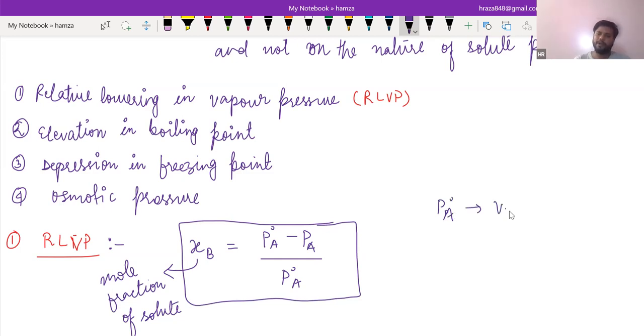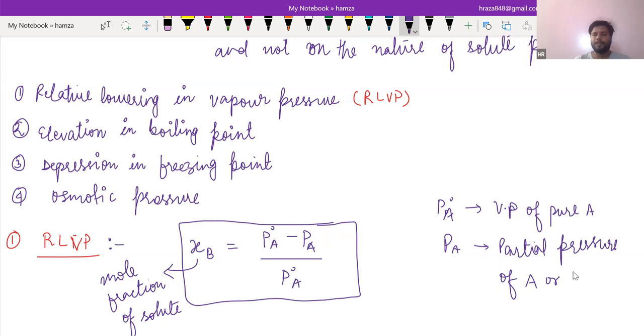P naught A is the vapor pressure of pure liquid A. PA is the partial pressure of A, or you can also call it the vapor pressure of solution. Because in this solution, the solute is non-volatile, which does not have any vapor pressure. That's why partial pressure of A will be equal to the total pressure of solution, or pressure of solution, we can call it.